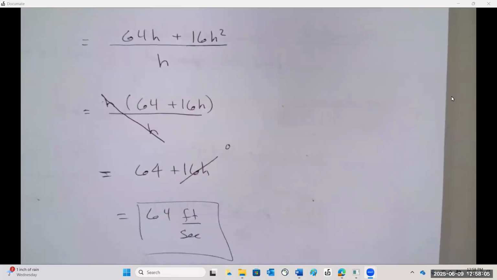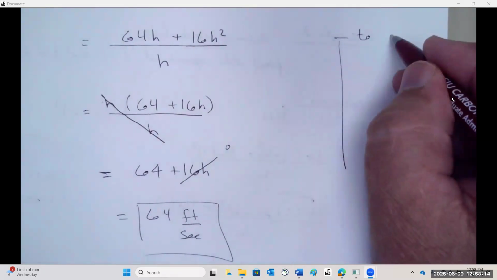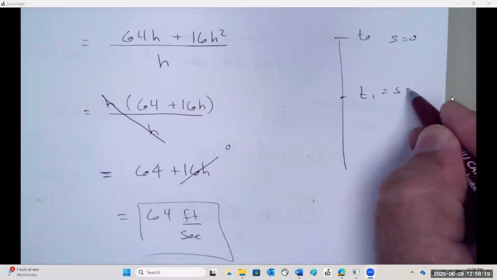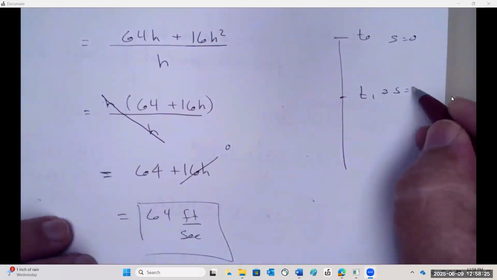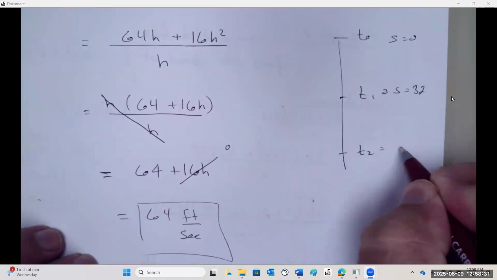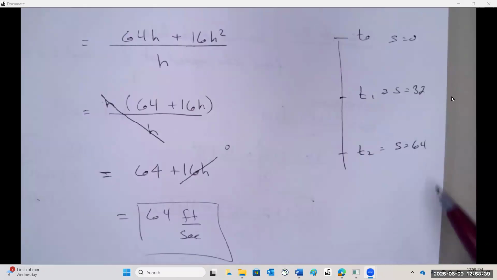That's the instantaneous velocity at the end of 2 seconds, exactly at that point. As it's dropping, at t equals 0 the speed is 0. At t equals 1, the speed is what we said it was, 32. And then at the end of 2 seconds, the speed is 64 feet per second. So it's going to get to 120 miles an hour. It's accelerating pretty quick.